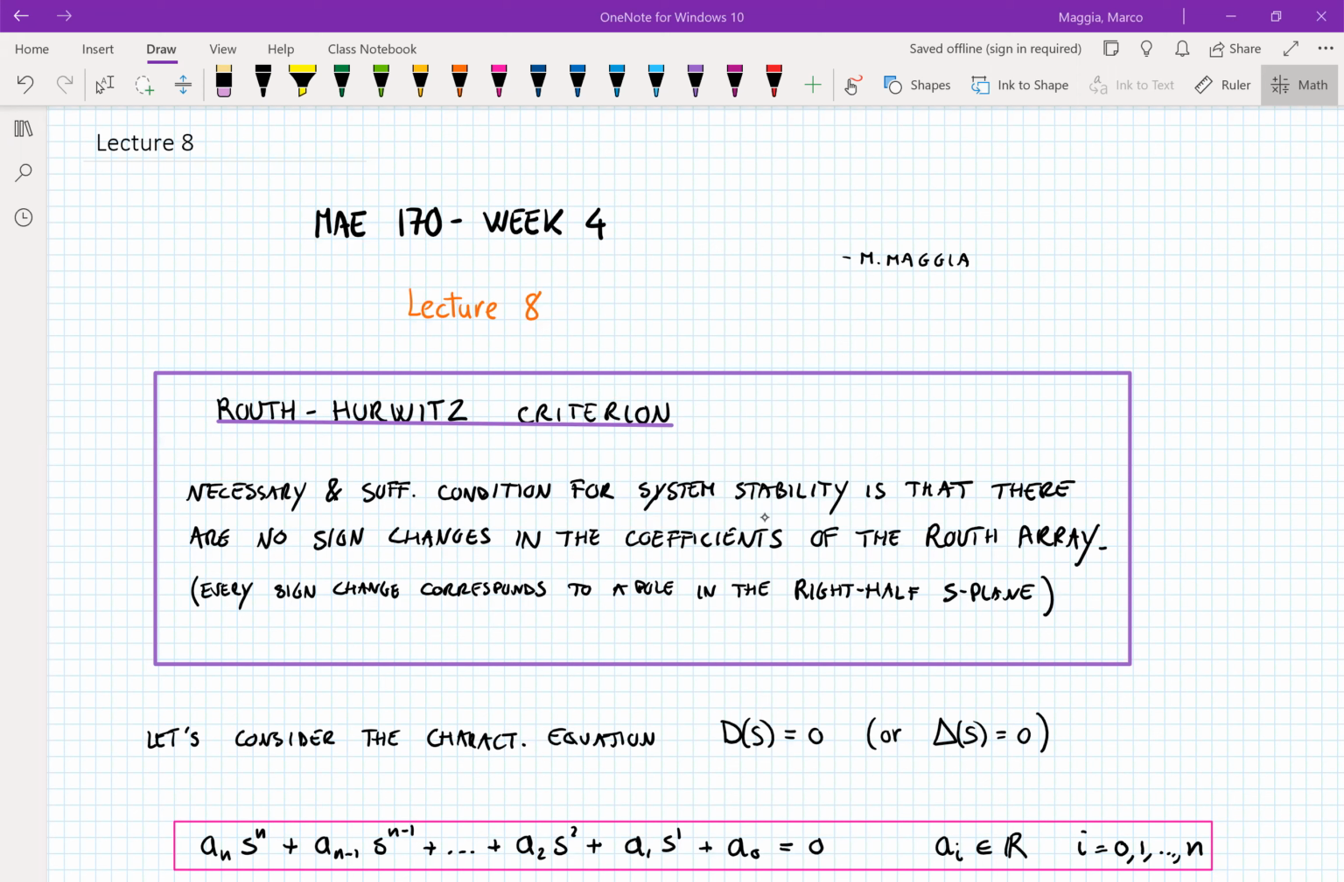We also said that in case we cannot directly compute the poles in order to check the real parts, there's another available criterion to check the stability of linear systems, and that is the Routh-Hurwitz criterion. So let's repeat it here. The Routh-Hurwitz criterion says that a necessary and sufficient condition for system stability is that there are no sign changes in the coefficients of the Routh array. So today, we'll learn how to construct this Routh array in order to check the sign of the coefficients.